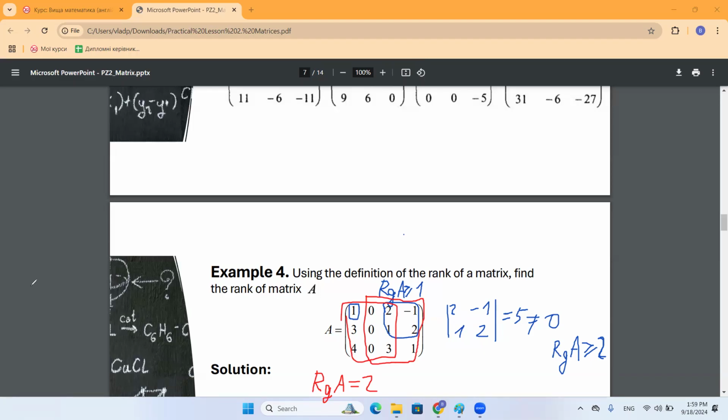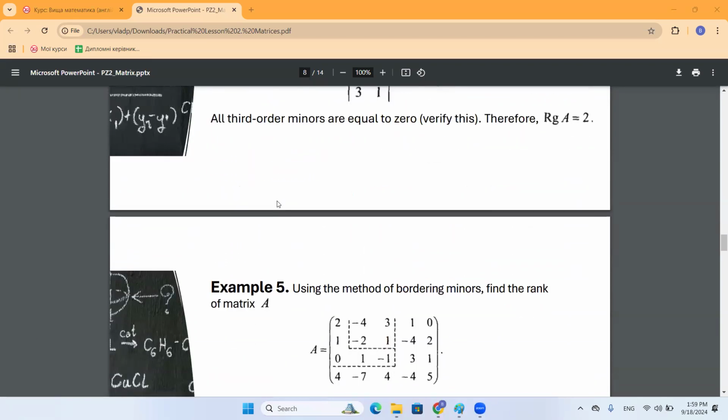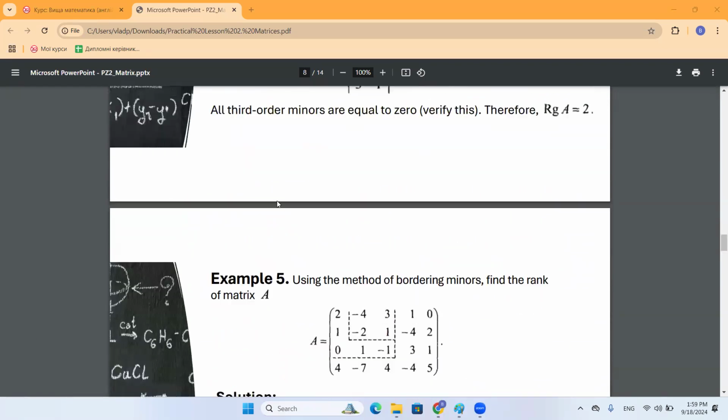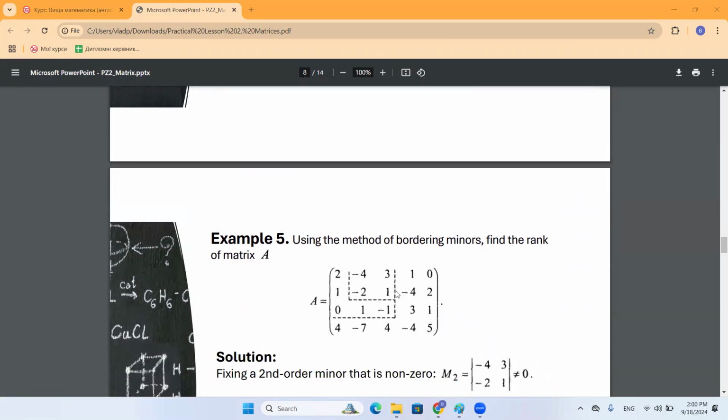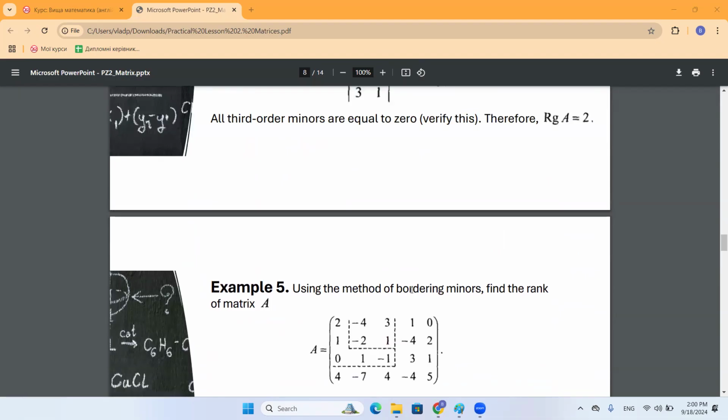And now I will clear it. And actually, there was a question about continuing with other minors. So now we will use the method of bordering minor. We select any minor we want, firstly. So now we select a minor of the second order, because the first order is obvious. So now we will look at this example.